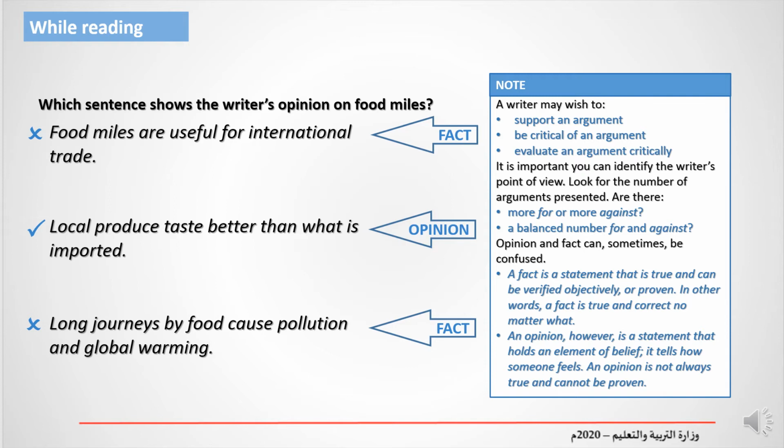Are there more for or more against? Are there a balanced number for and against? Opinion and fact can sometimes be confused. A fact is a statement that is true and can be verified objectively or proven. In other words, a fact is true and correct no matter what.